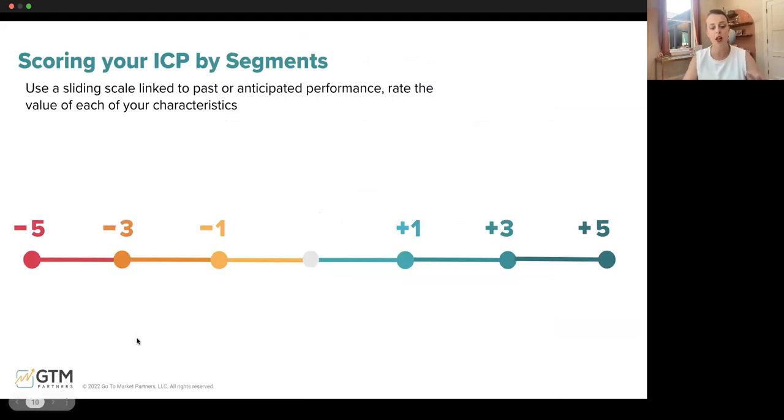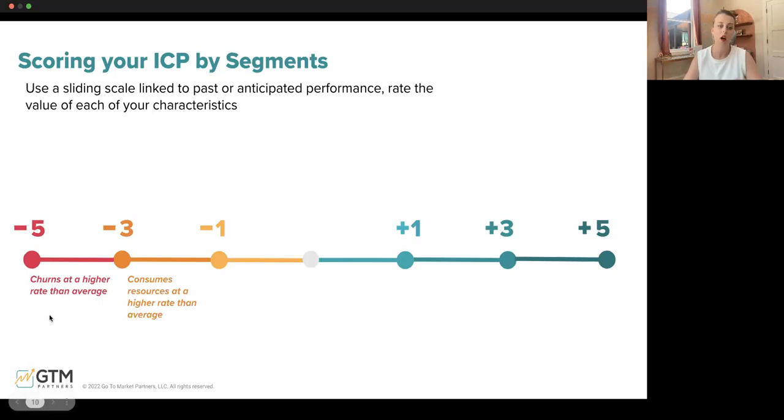So whenever I'm scoring, I love this idea of a set of negatives and a set of positives on a sliding scale. When you're looking at your characteristics, think about, okay, if it is a negative, like our government example from before, why are they a negative? Do they churn at a higher rate than average? If they do, and this is a great question to ask your customer teams, who is churning? What are the characteristics of the people that are churning at a higher rate than average? Get that information from them, validate that data, and then use that to build your negative definition of an ICP.